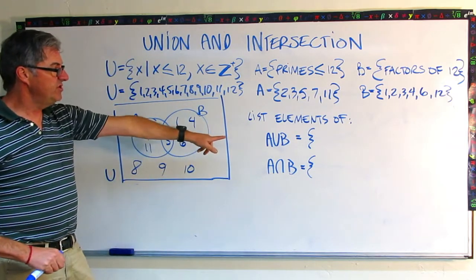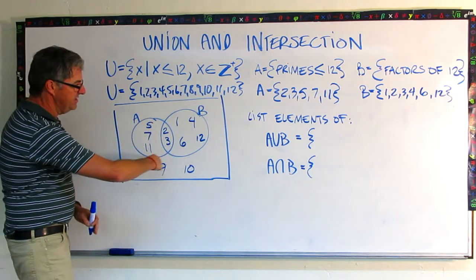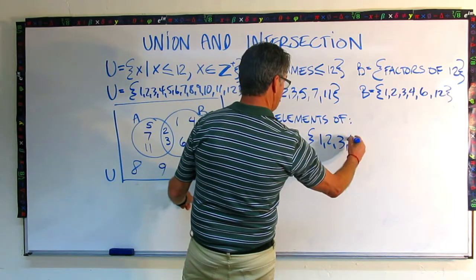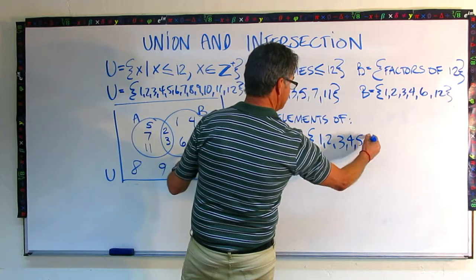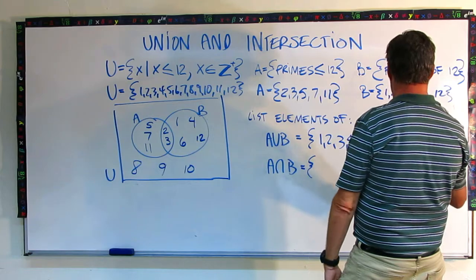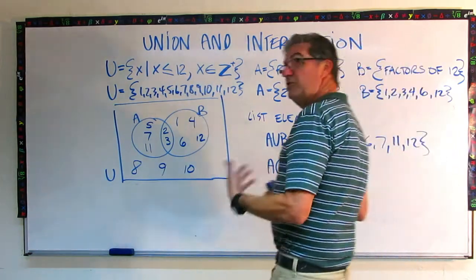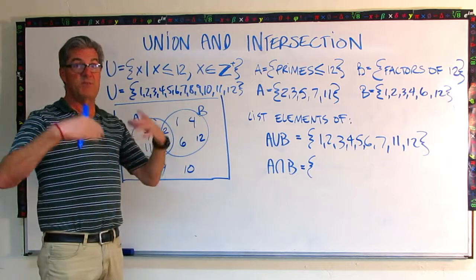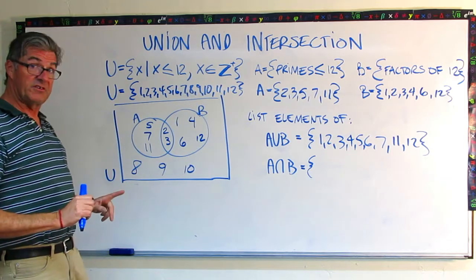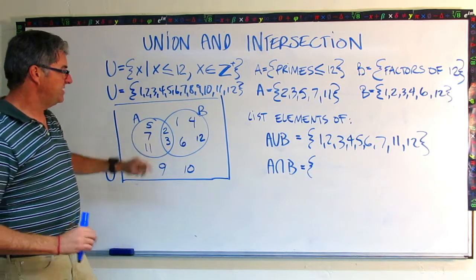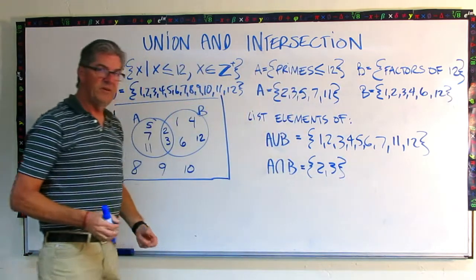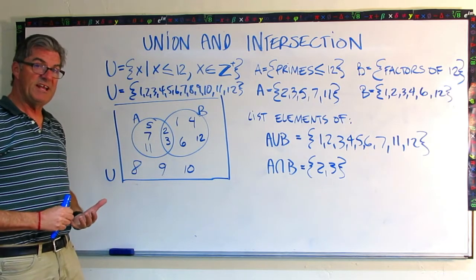Okay, so the union of A and B is just all of these numbers. So we've got 1, 2, 3, 4, 5, 6, 7, no 8, 9, or 10, 11, and 12. So that's the union of those two sets, and the union will always be a bigger set than either of the two because it has all of them put together. Now the intersection is just the numbers that are in both sets. So here, the intersection is just 2 and 3. Okay. So that's an example of the first types of questions you'll get in these problems.